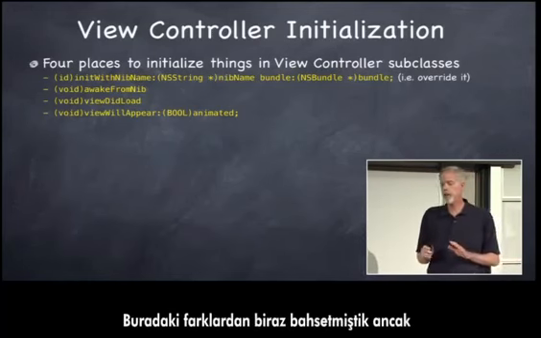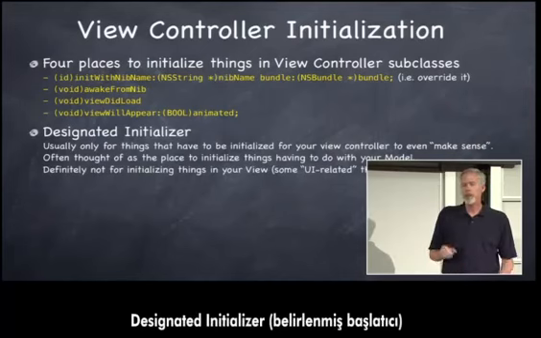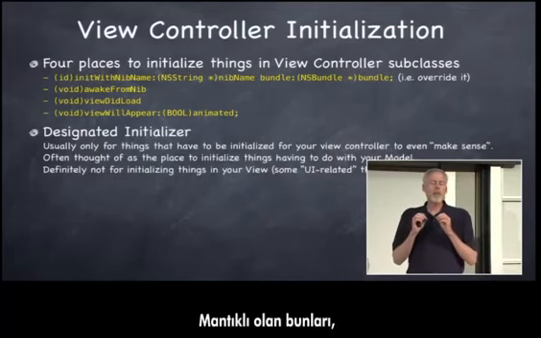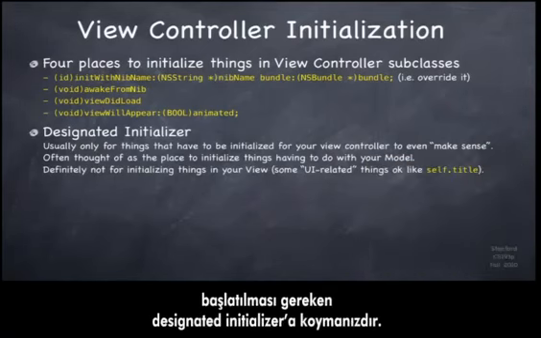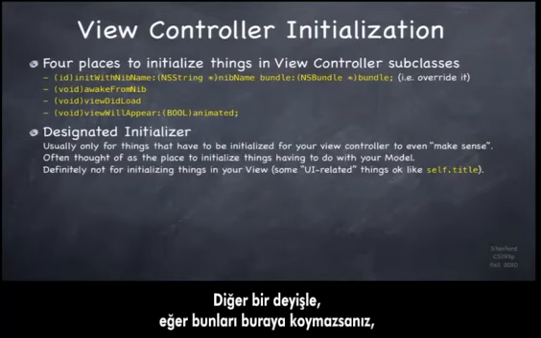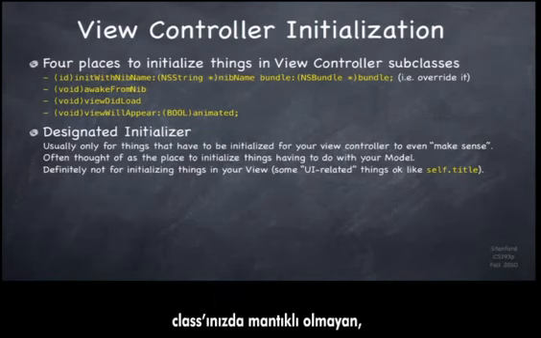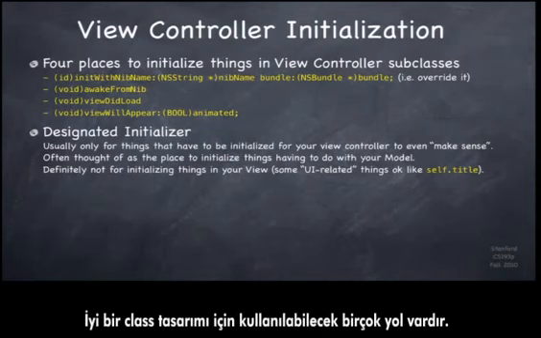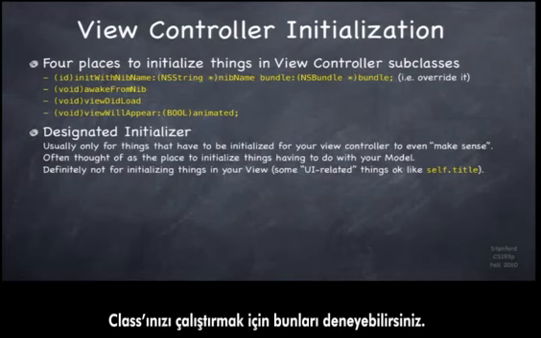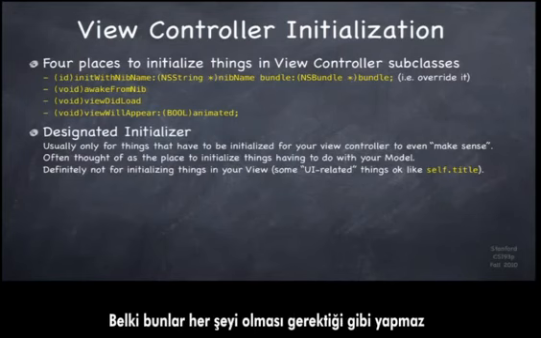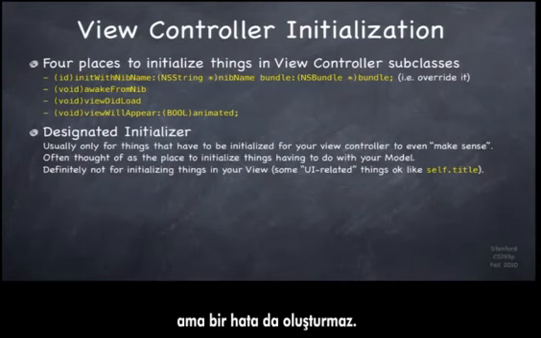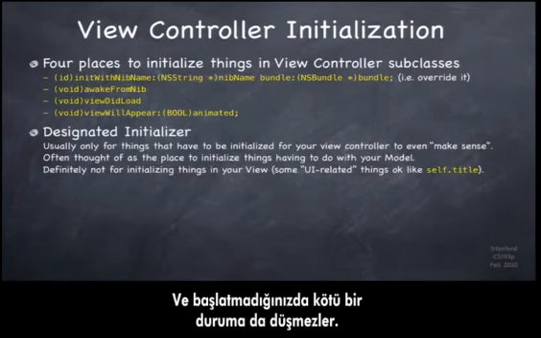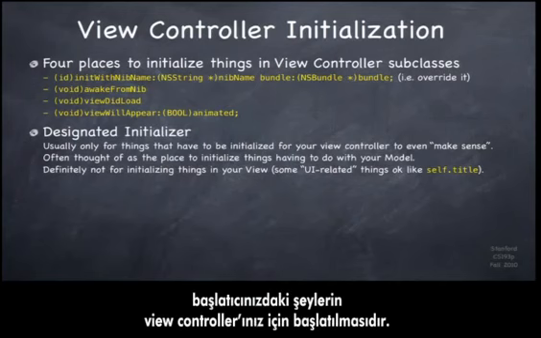We talked a little bit about the differences, but I just want to make sure we're clear. So the designated initializer, usually you're only going to put things in your designated initializer that have to be initialized for your class to even make sense. In other words, if you don't put them in there, then your class is going to be in some nonsensical state. It's just not even going to make sense. And there's very few things that are that way. And in good class design, you try and make it so that your class works. Maybe it doesn't do everything it's supposed to do, but it doesn't fail and be in some wacky state when you don't initialize. But that's really the number one thing that goes in your initializer, things that have to be initialized for your view controller to even make sense.